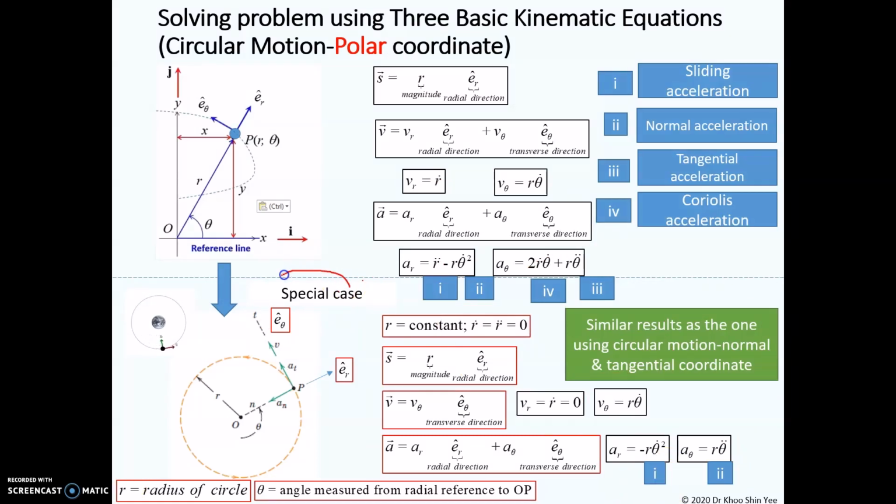So if you constrain the motion to circular motion only, then you no longer have the sliding acceleration and the Coriolis acceleration. You only have the normal acceleration and the tangential acceleration. This result is similar to the one that you obtain by using the normal tangential coordinate.